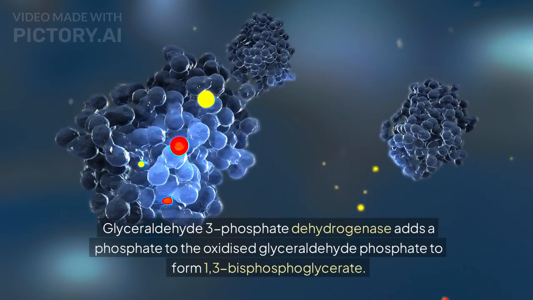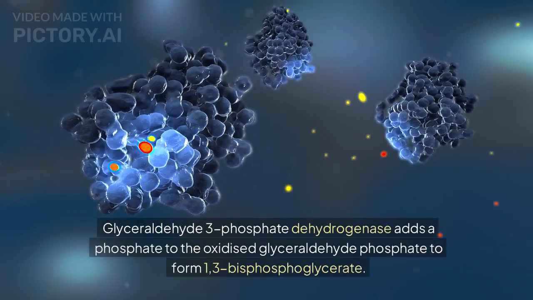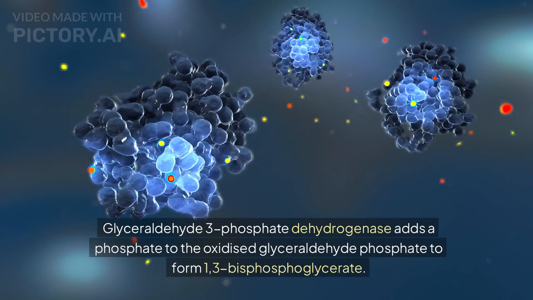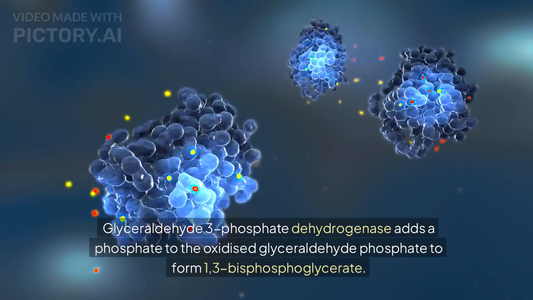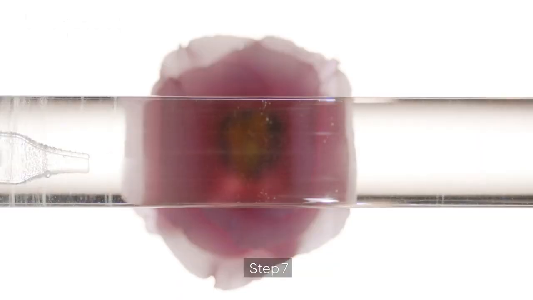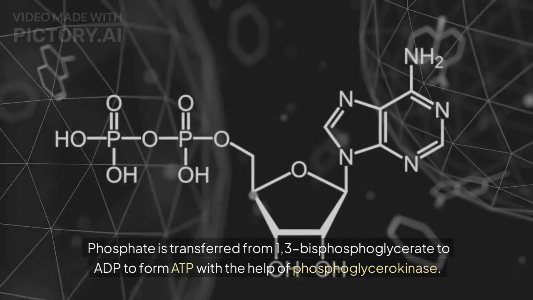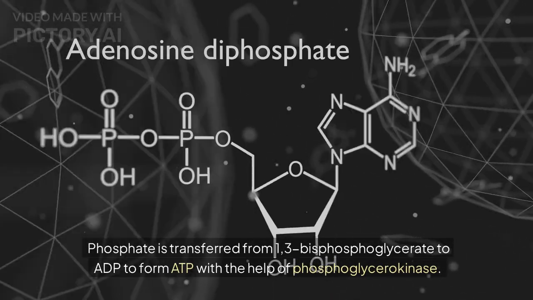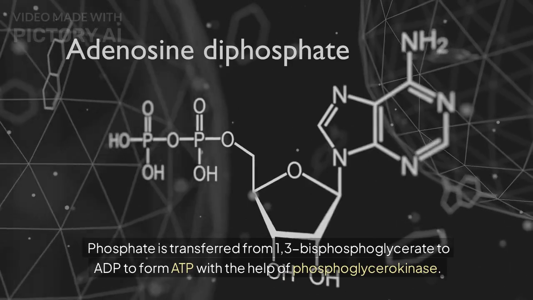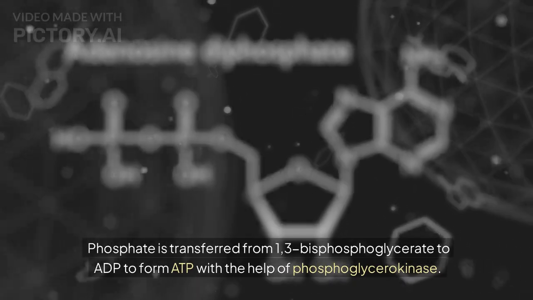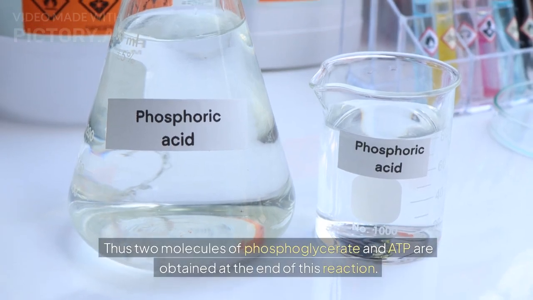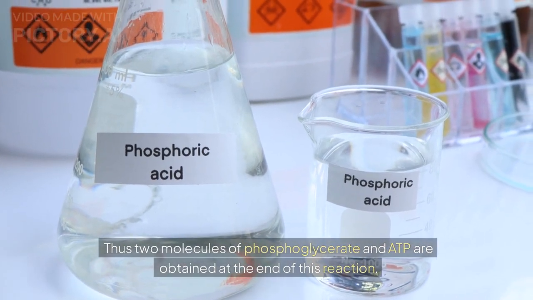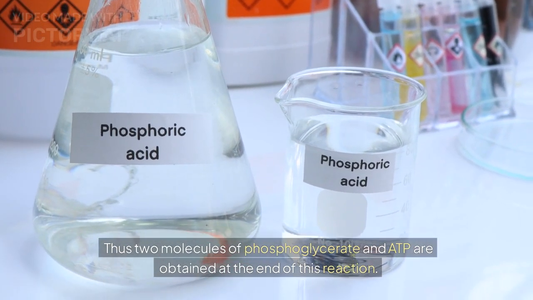Glyceraldehyde 3-phosphate dehydrogenase adds a phosphate to the oxidized glyceraldehyde phosphate to form 1,3-bisphosphoglycerate. Step 7: Phosphate is transferred from 1,3-bisphosphoglycerate to ADP to form ATP with the help of phosphoglycerokinase. Thus, two molecules of phosphoglycerate and ATP are obtained at the end of this reaction.